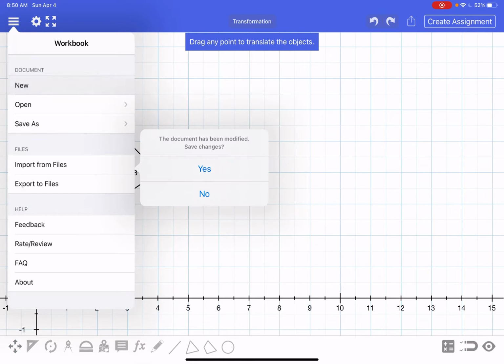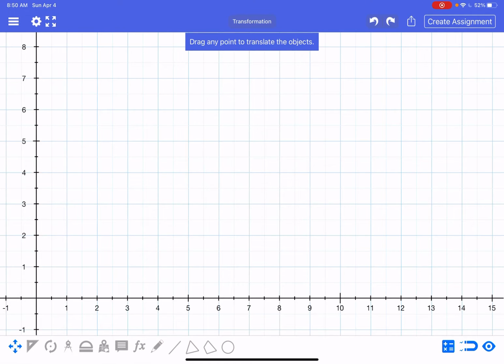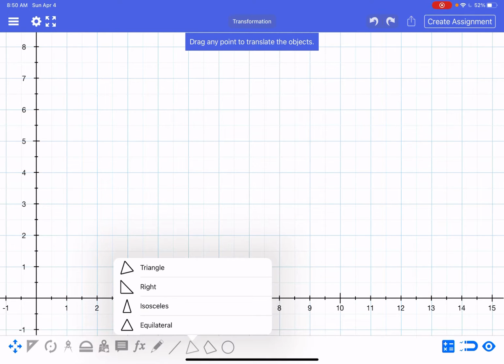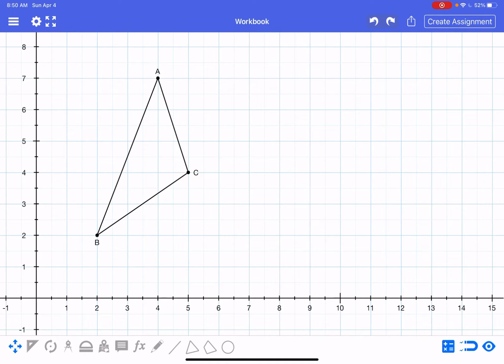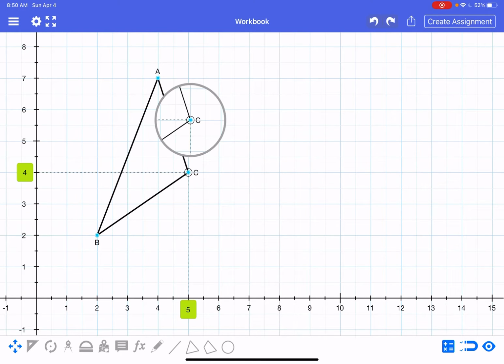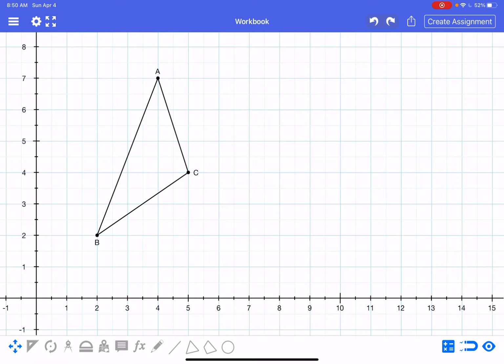Now we're going to start a new canvas. No saving. There we go. And I'm going to do another triangle, right? So triangles are a little bit quicker to move. So I'm going to put the triangle almost at the same spot, but there we go. Now, if we'll review the points. So B is at 2 and 2, C is at 5 and 4, and A is at 4 and 7.